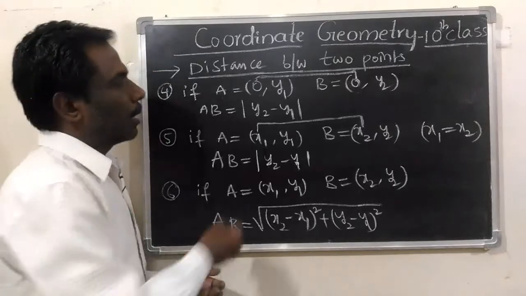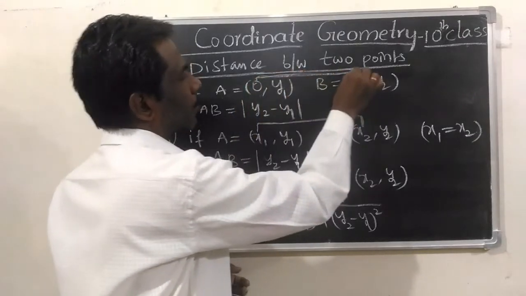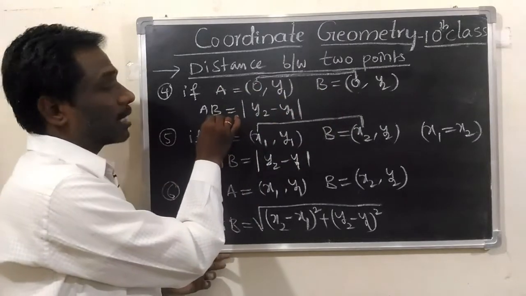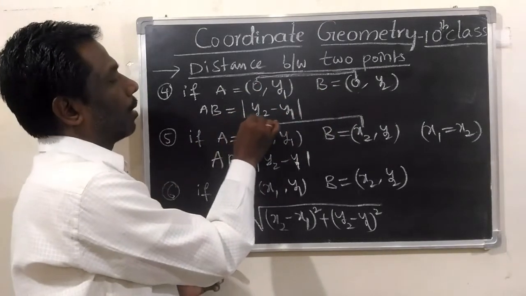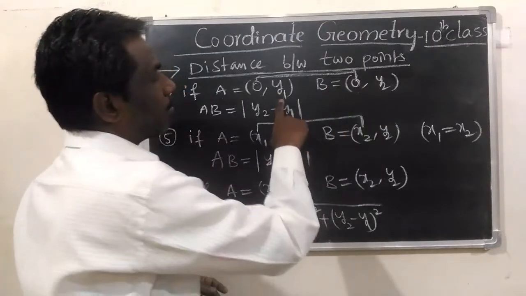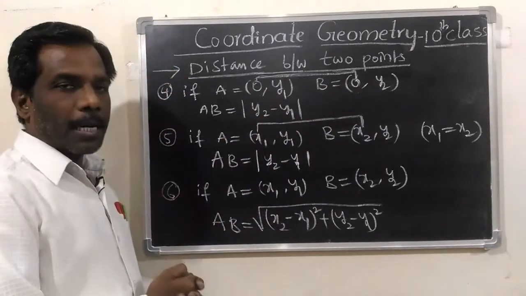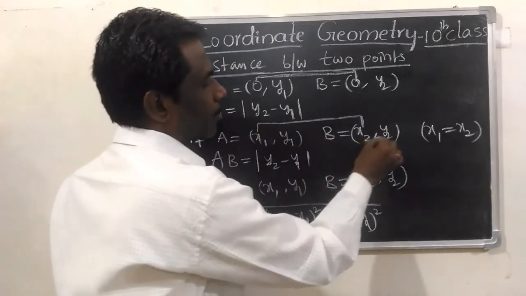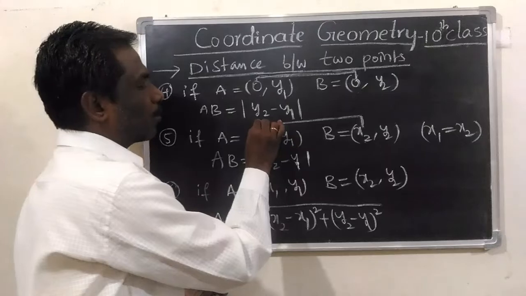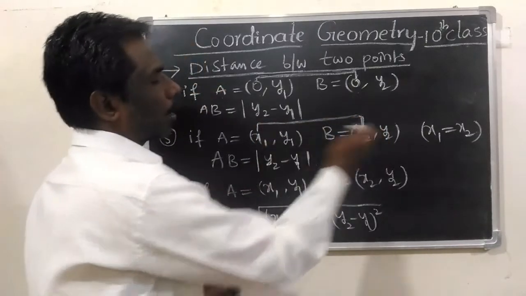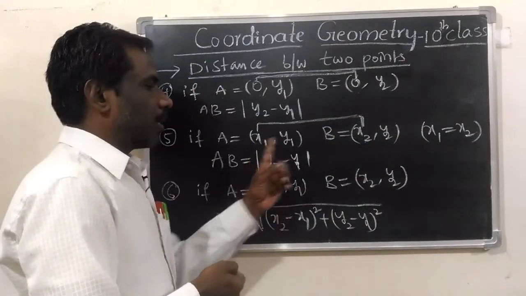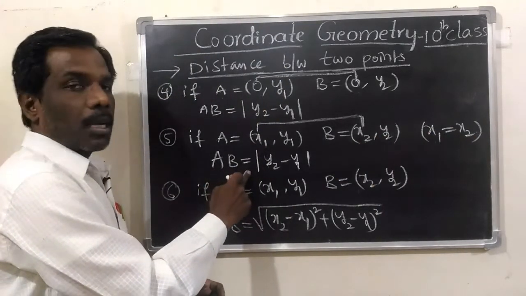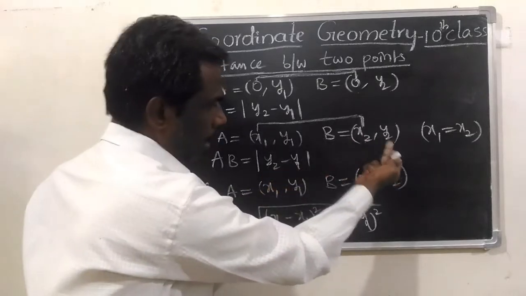Now the fourth formula. If A equals 0 comma y1, B equals 0 comma y2, that is, if the x coordinates are zeros, we can use the distance between AB as mod y2 minus y1. And the fifth formula. If A equals x1, y1, B equals x2, y2, and if x1 and x2 are equal, then we can use the distance between AB as mod y2 minus y1.